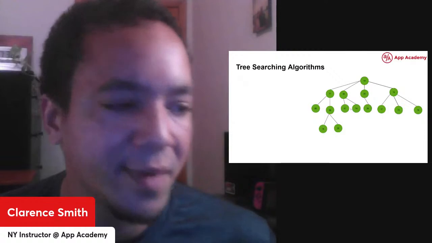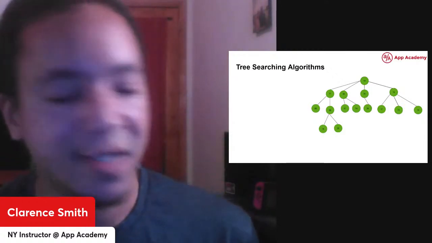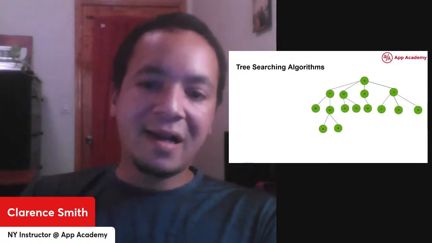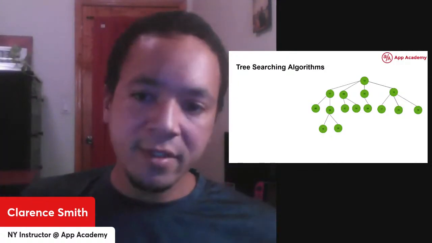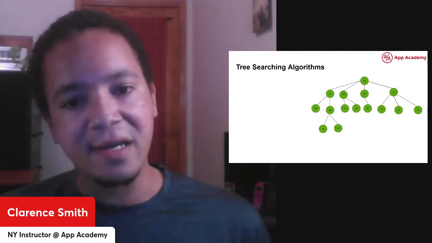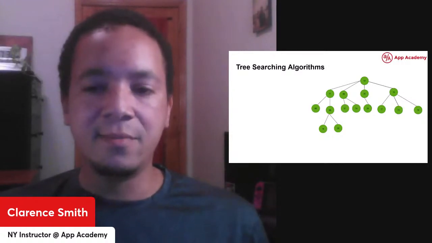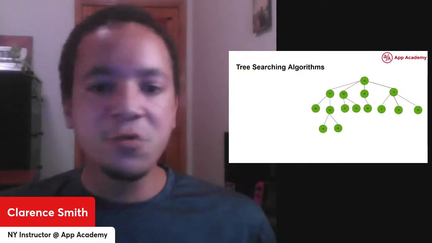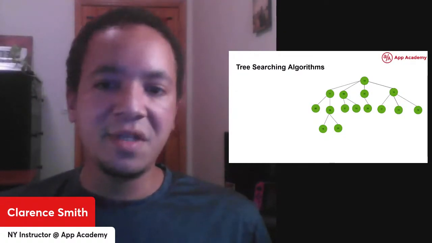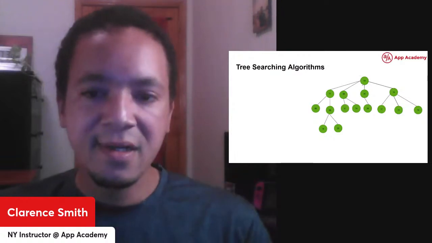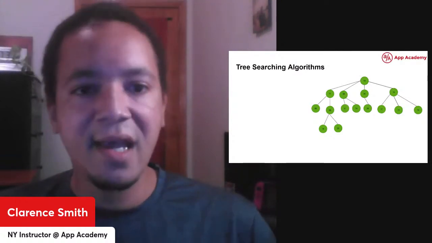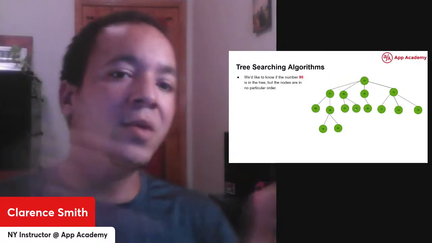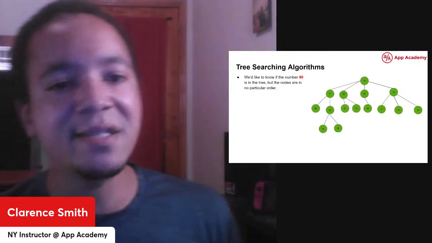Okay, now let's talk about the real computer science, the real stuff. Tree searching algorithms. We got this big old jumble of nodes. Unlike a nice array, it's not in order. Unlike some other data structures, there's no rhyme, there's no reason. We just have 10 at the very top, and we have some numbers below it. And maybe we want to look for something. For example, what if we want to know, hey, is the number 90 in this tree?